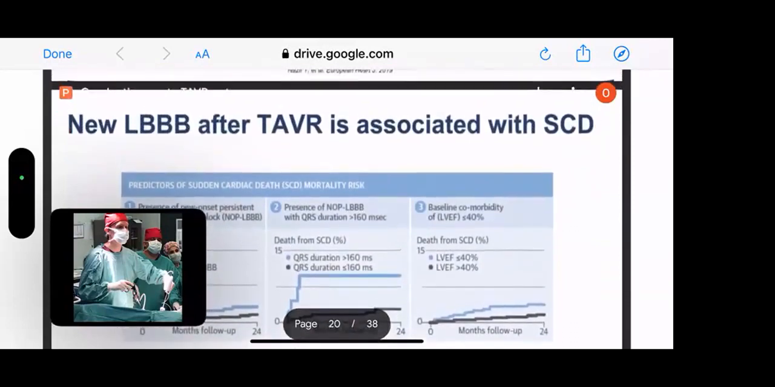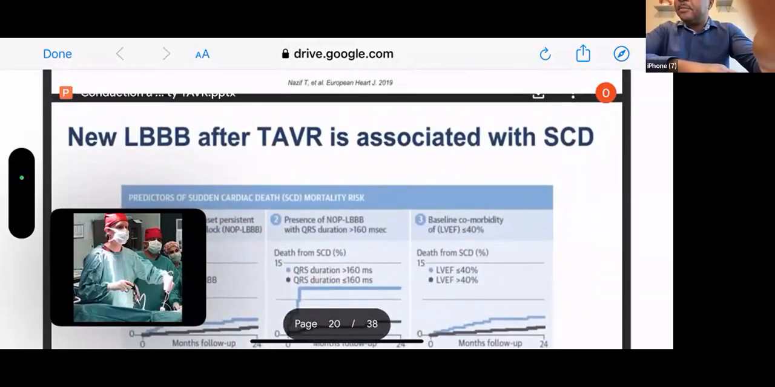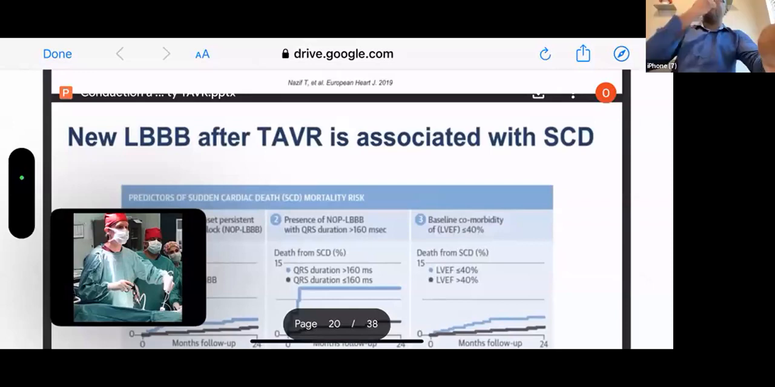Right. Sorry to disturb. There's a question in the chat group that says, thank you for the great presentation, but any reason why the incidence of pacemaker is higher with the self-expanding valve as compared to the balloon expandable, since one of the risk factors for heart block is pre- and post-dilatation? Okay, that's a good question.